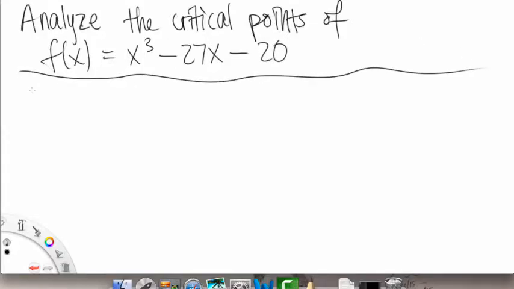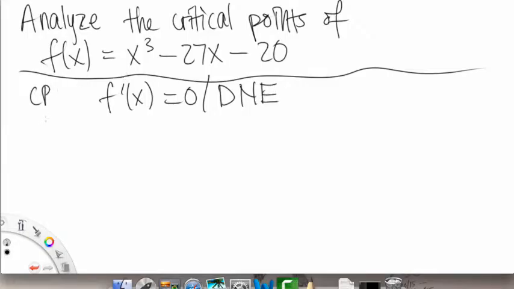First of all, a critical point occurs when f prime of x is either equal to 0 or it does not exist. Okay, so let's find our f prime of x first. So f prime of x is going to be the first derivative of our function. So that's going to be 3x squared minus 27.